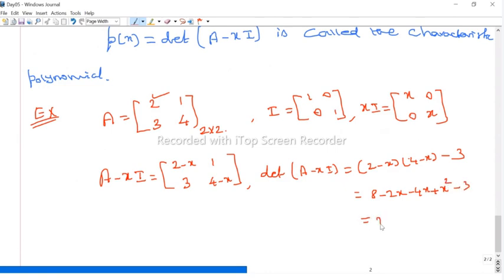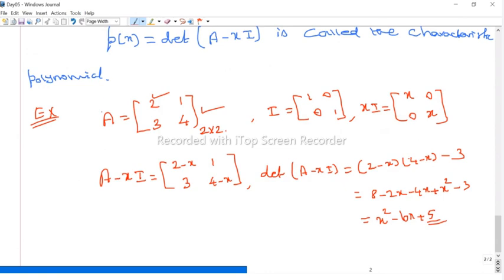Now you can add in decreasing order. x square, minus 2x minus 4x is minus 6x. And this is plus 8 and then minus 3, therefore we get plus 5. So this is a polynomial. This polynomial is called the characteristic polynomial of the given matrix A.